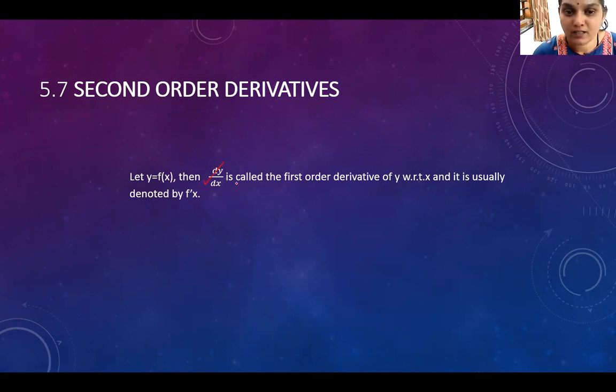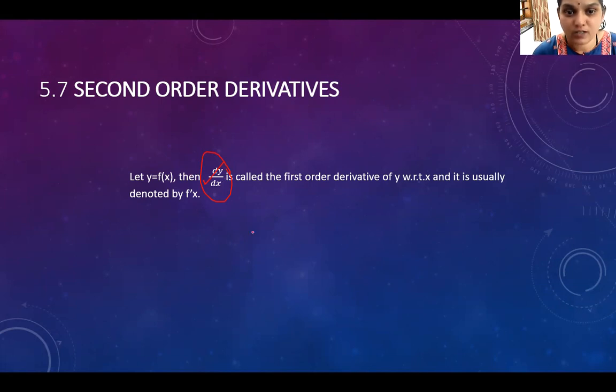dy by dx, we used to call it the derivative of y with respect to x. Since I am introducing second order derivative here, I can call this dy by dx the first order derivative of y with respect to x. Then what will be the second order derivative? If you once again differentiate it, then you will get the second order derivative of the parent function, that is y is equal to f of x.